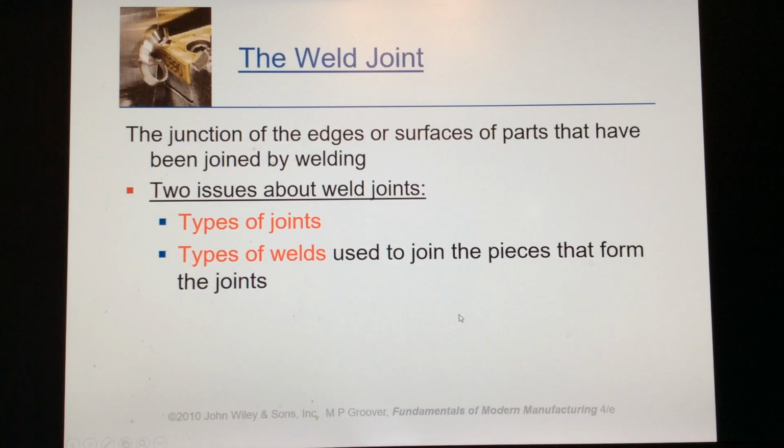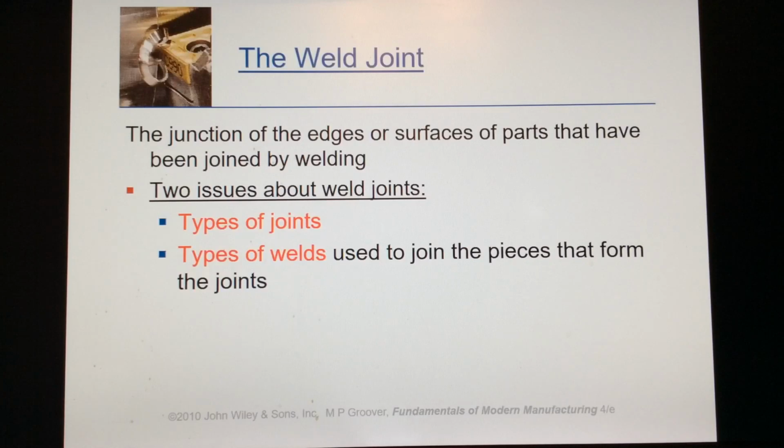So for the welded joint, there are two issues. First of all, there's the type of joint that is to be welded or designed. And then there are also the types of welds used to join these pieces that form these joints. So there are two separate issues regarding weldments. A weldment is what we usually call a site where we have welded two pieces together, coalesced together.